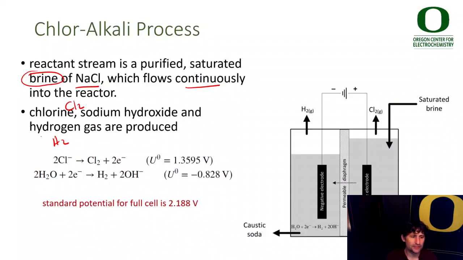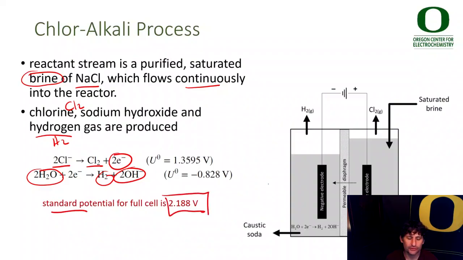The hydrogen is actually typically not collected because it's not of sufficient high value, it's not sufficient amounts of hydrogen to merit collection. At the anode, you drive the oxidation of Cl- to Cl2. That's a 2-electron process. While at the cathode, you drive the reduction of water to make H2 and OH-. The standard potential for this reaction is about 2.2 volts.